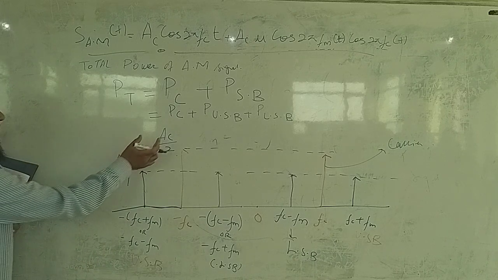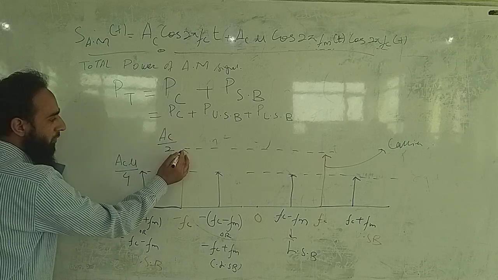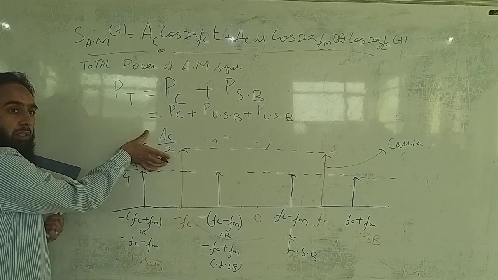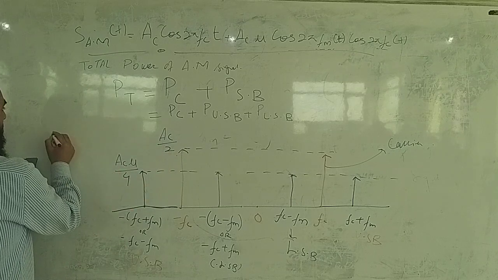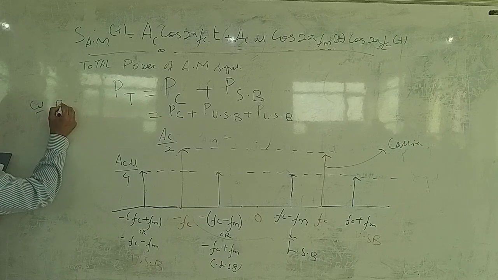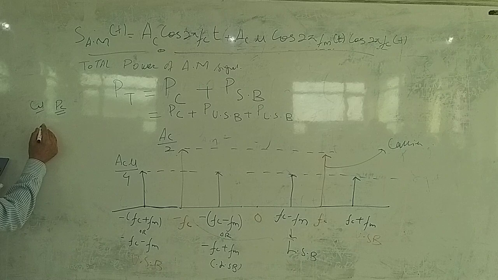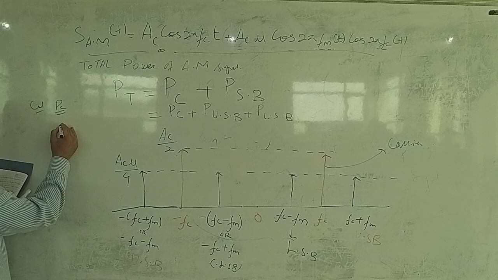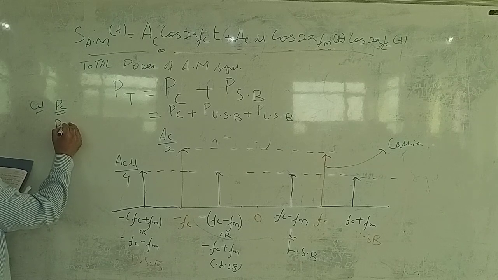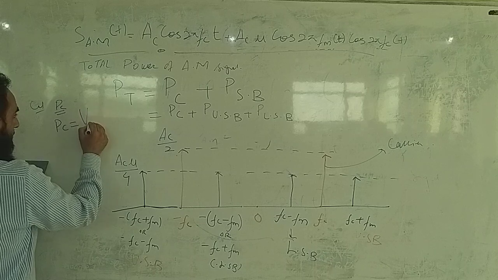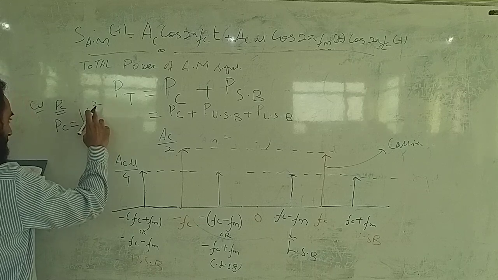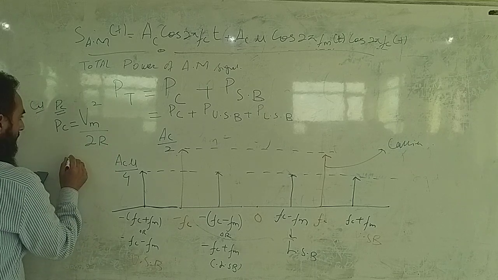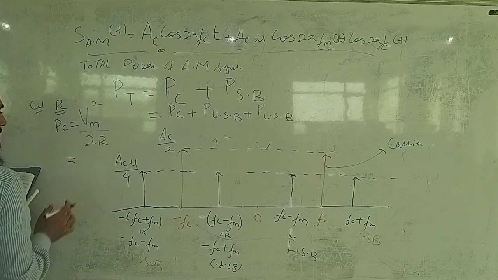In order to find the power of the carrier, we need to know the amplitude of the carrier component, right? And that amplitude happens to be AC by 2. So, calculating PC, is it visible in the camera? For PC we have PC is equal to Vm square, the maximum value of the voltage, divided by 2R, which is the general formula, or the maximum amplitude actually.